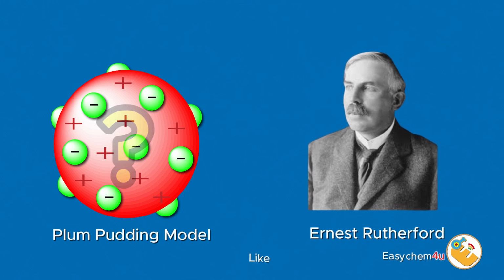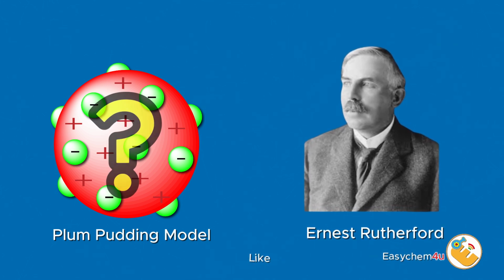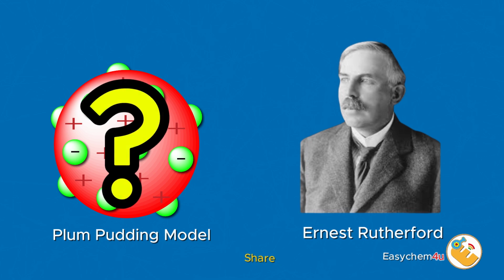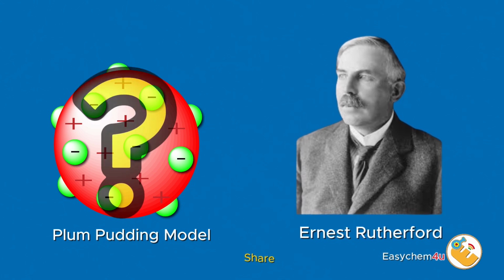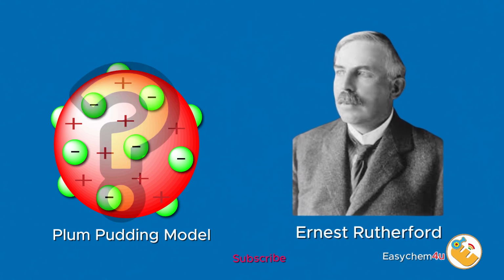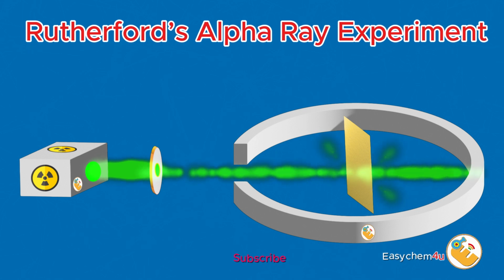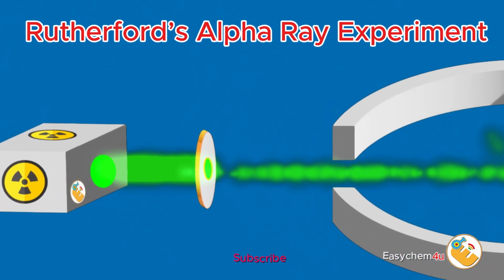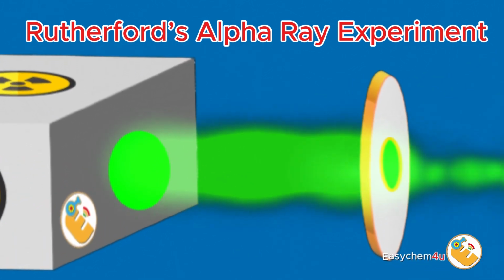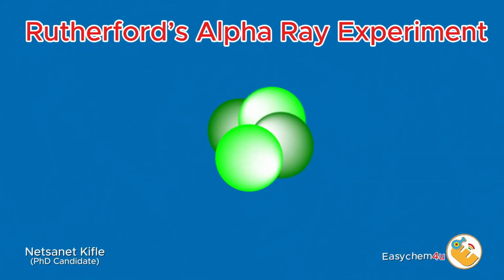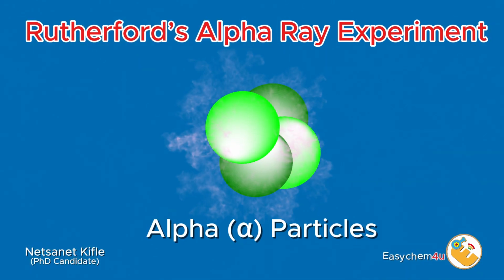To test the structure of the atom, Rutherford and his team, including Geiger and Marsden, conducted a series of experiments using a beam of alpha particles. Here's how the experiment was set up. Rutherford's experiment relied on alpha particles, a type of radiation discovered during the study of radioactivity.